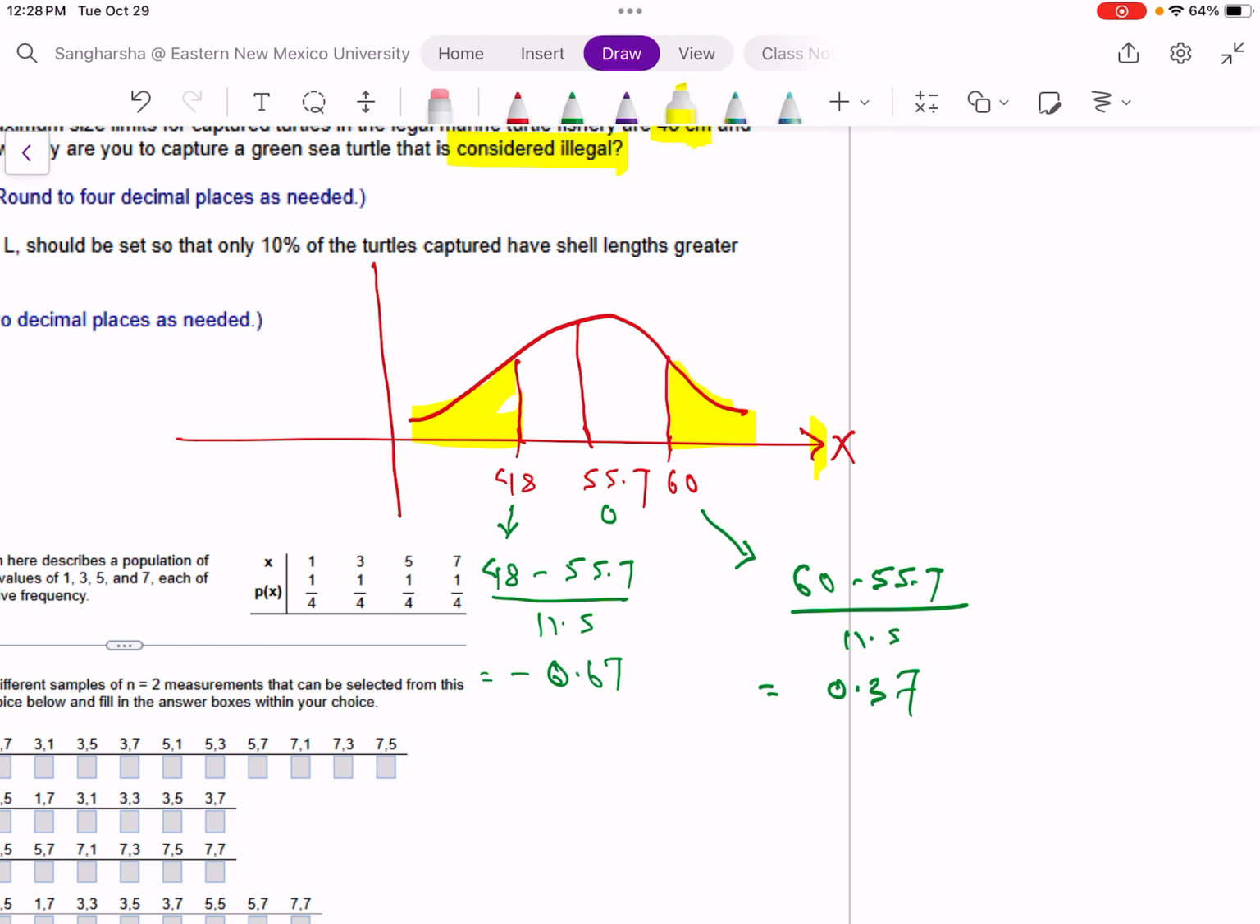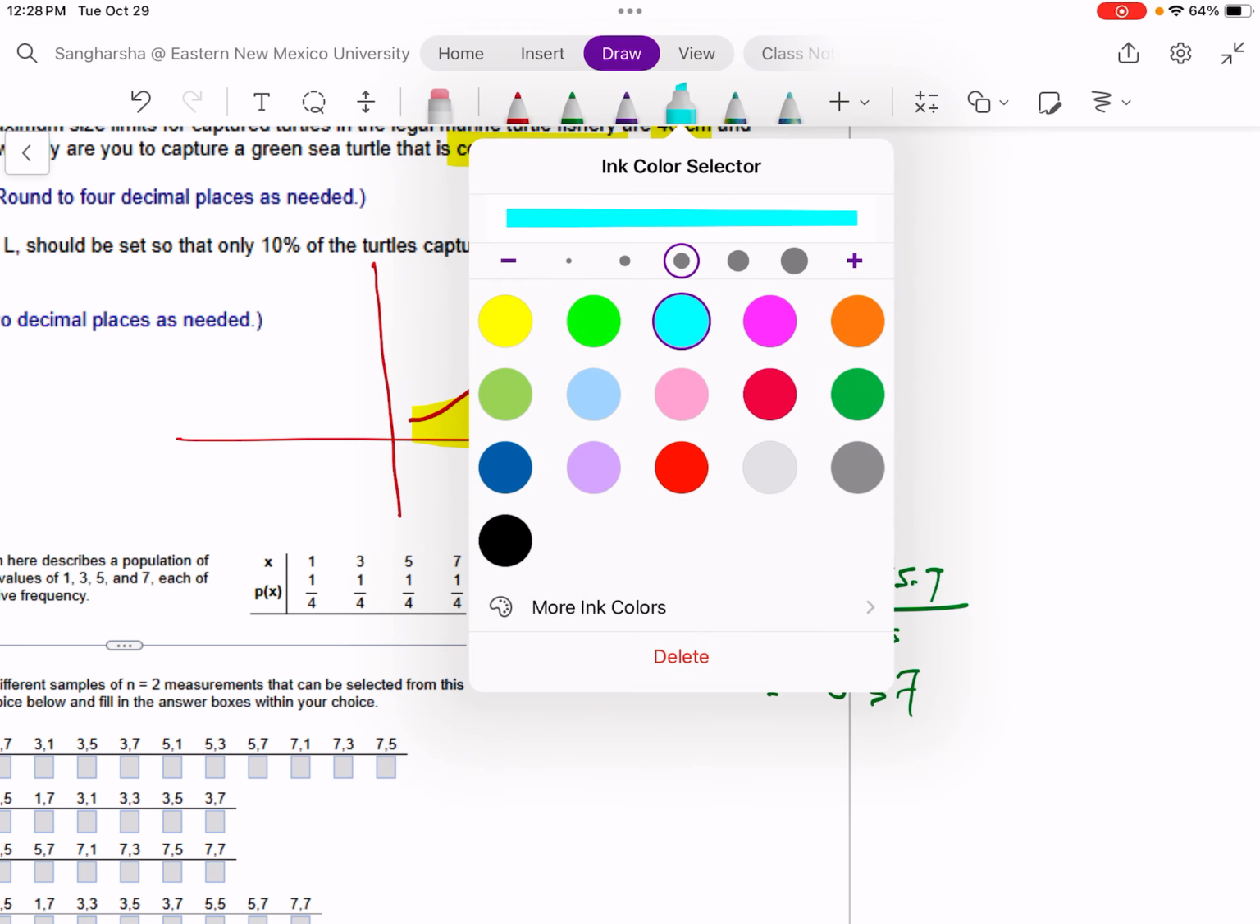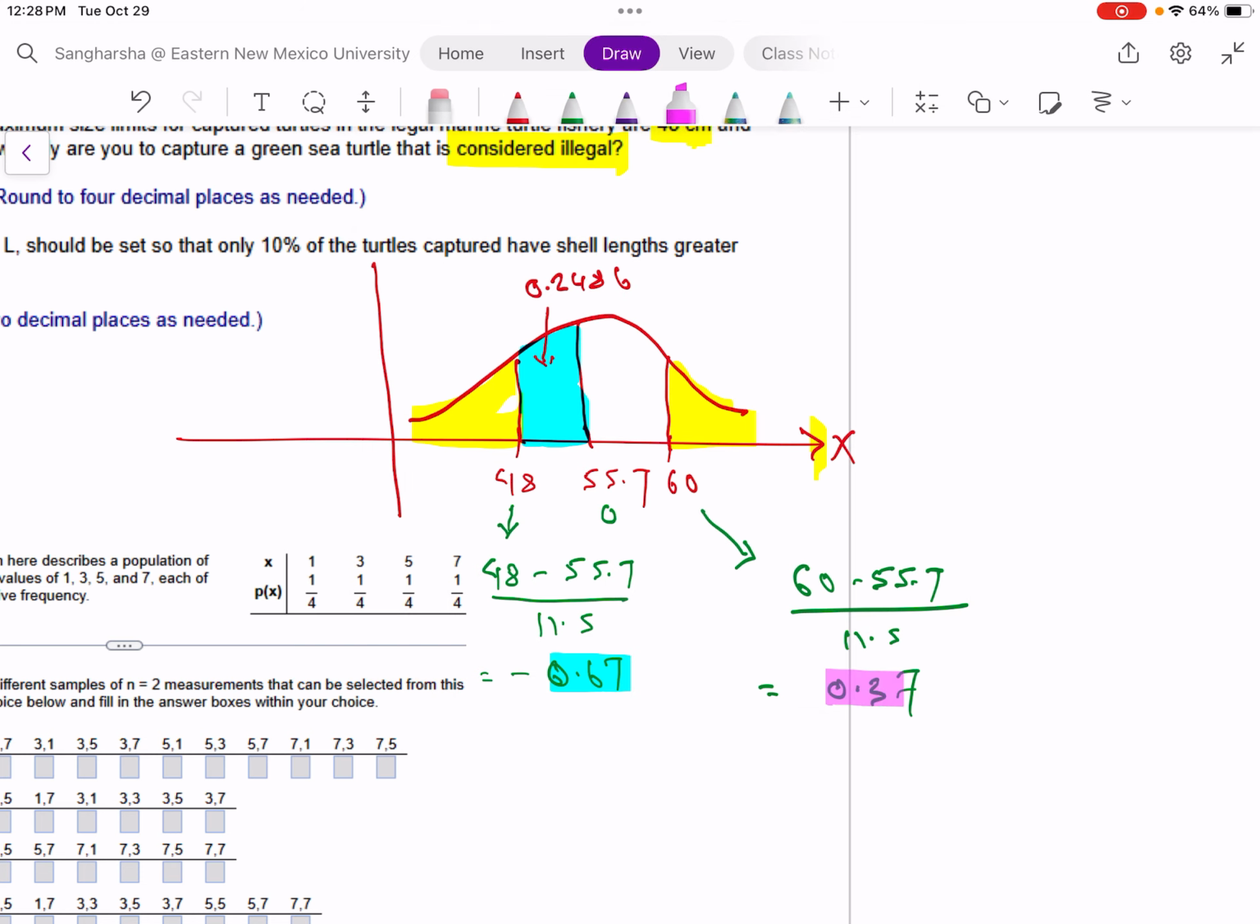Okay, now use your z table and look at the value 0.67, and that gives us the area of this region, not the yellow region, make sure. And what is this equal to from the z table? 0.2486. Now use your z table and look up the value 0.37. That will give us the area of this region. And what is this area? 0.1443. Okay, so our target is finding the yellow region.